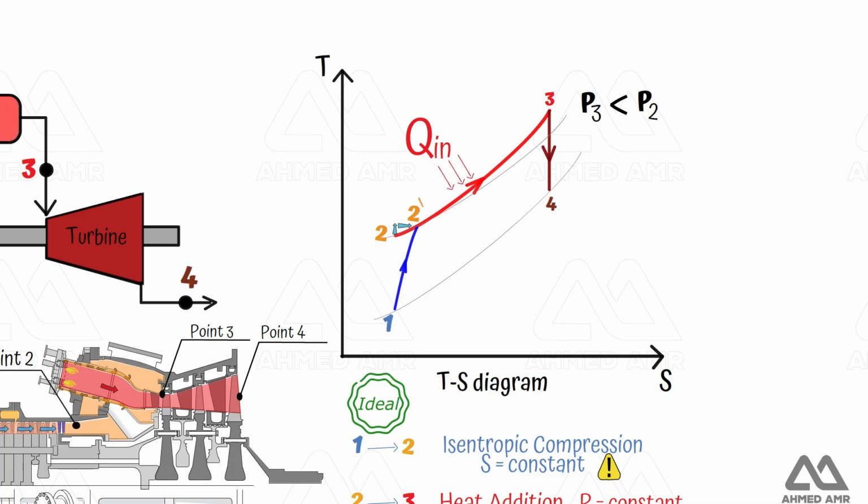The expansion process from 3 to 4 is also not isentropic. Losses inside the turbine blades, cooling flows, and flow disturbances mean that instead of reaching the ideal point 4, we reach point 4' with higher temperature and higher entropy.